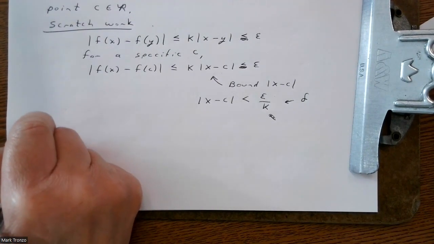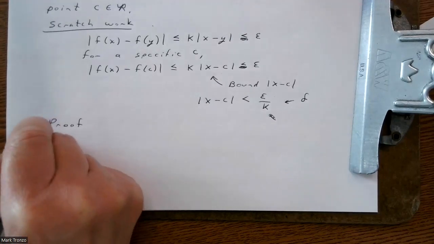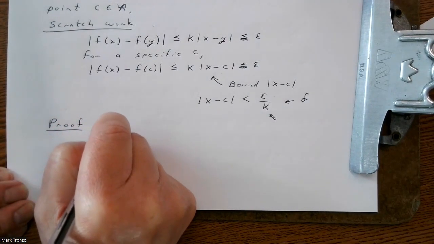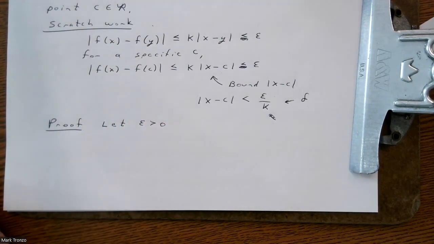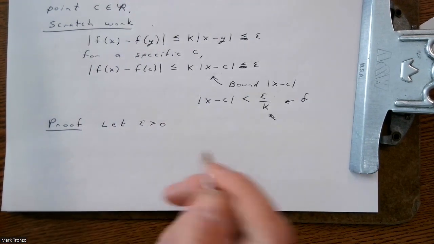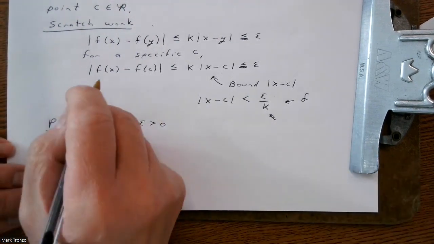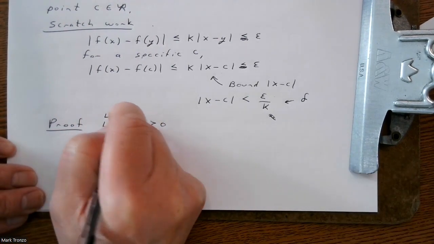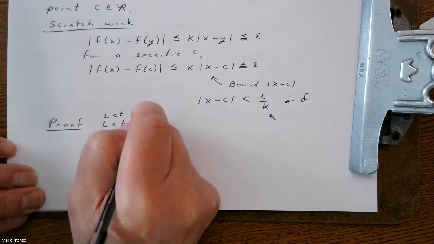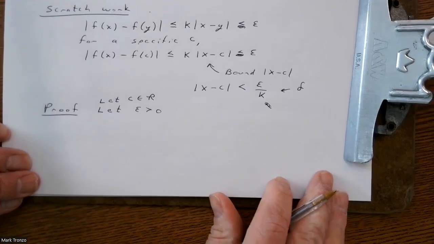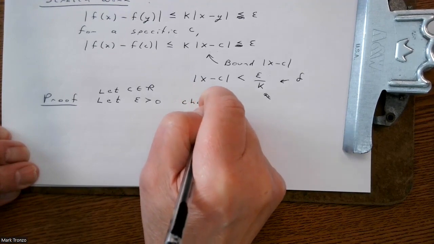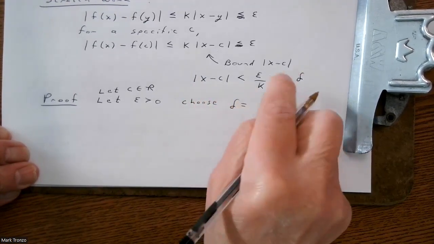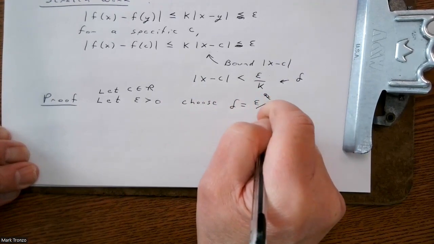So again, proof. We want to do the same proof again for continuity. It's very similar to limits. Let epsilon be greater than 0. And at some point here, we're going to say that c is a real number. Maybe we could even put that in at the beginning. It doesn't really matter. Let c be a real number, so we show that this is true for all real numbers. And then choose delta equal to what we have over here, epsilon over K.